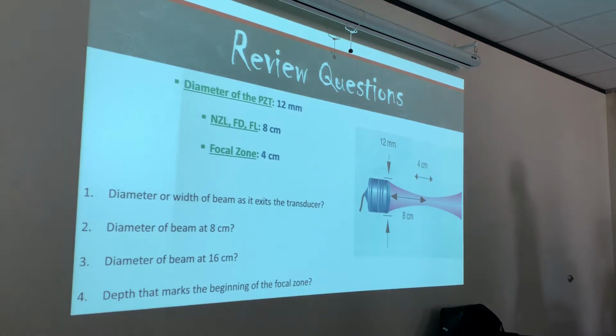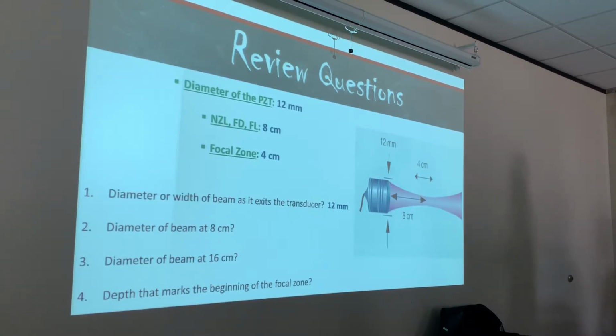The diameter or width of the beam as it exits the transducer is 12 millimeters, right, guys? Because the beam diameter is going to equal the transducer diameter coming out of the transducer. This point right here, when the beam first starts, is 12 millimeters.